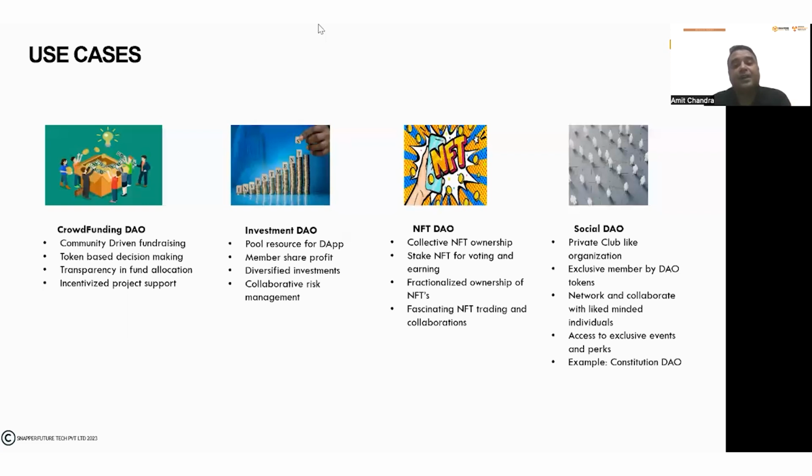NFT DAO: if someone is holding a certain kind of NFT, a group of people will be able to decide whether to purchase that NFT or not, and if they purchase, how much amount or how many things they are going to purchase. That's a collective type of decision for an NFT. Social DAO is related to social activities which take place in a country. So that type of contribution is there as a social DAO.